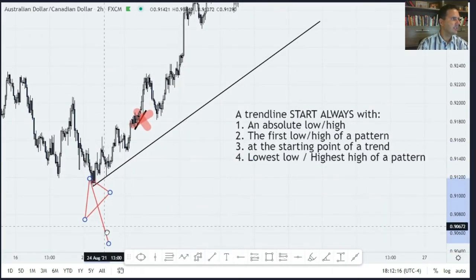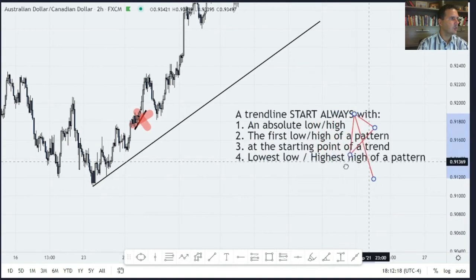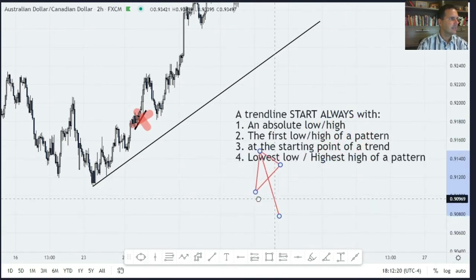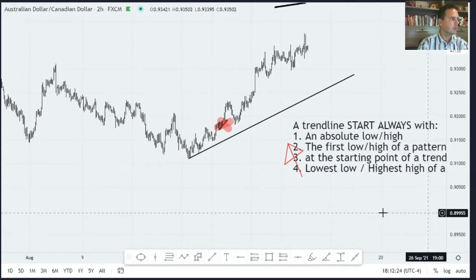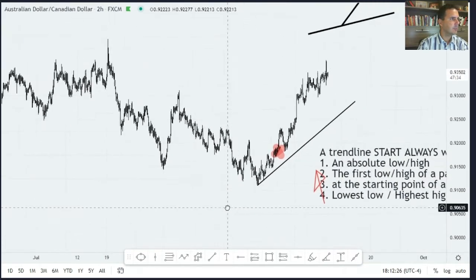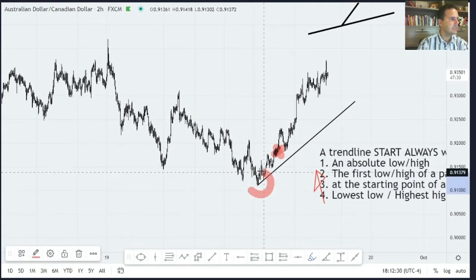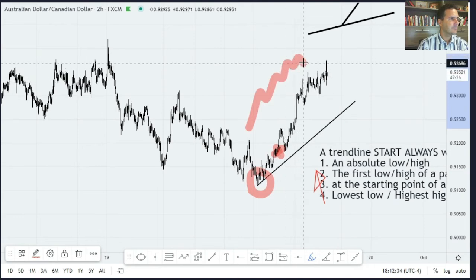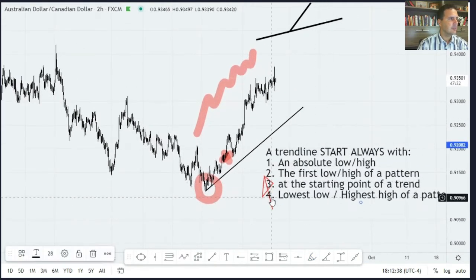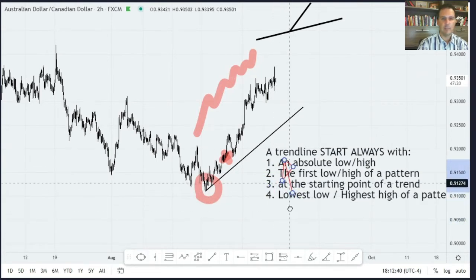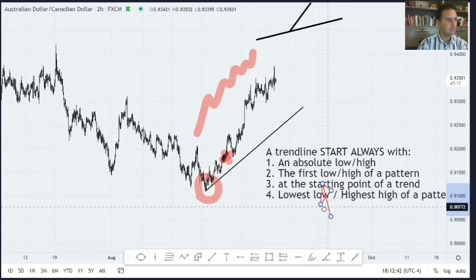So does this trend line start at the starting point of a trend? Low, you are not sure. Thank you very much, I appreciate the honesty. What do you say, Low? Is this the starting point of the uptrend? Thank you very much, everybody. You don't need to have all of them, but it should be one of them.